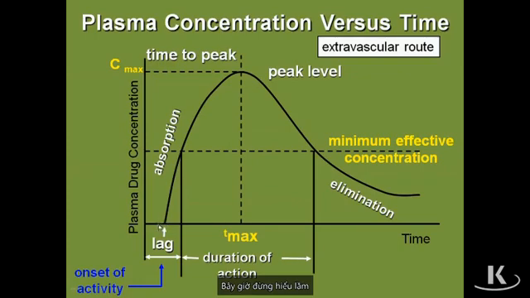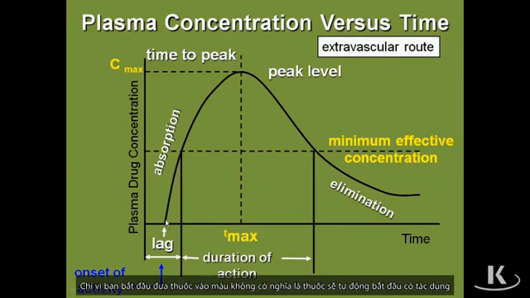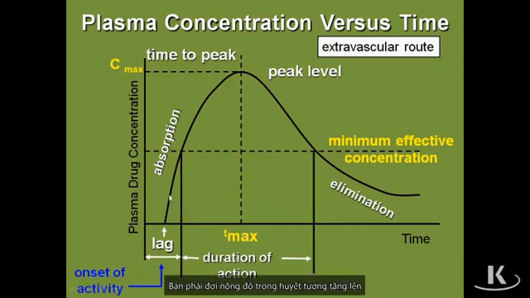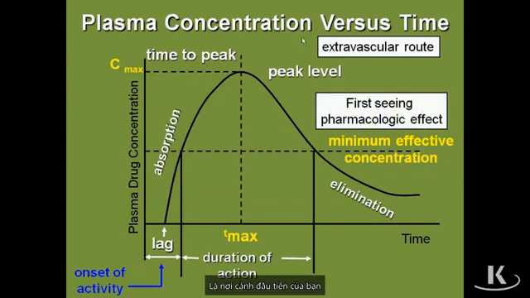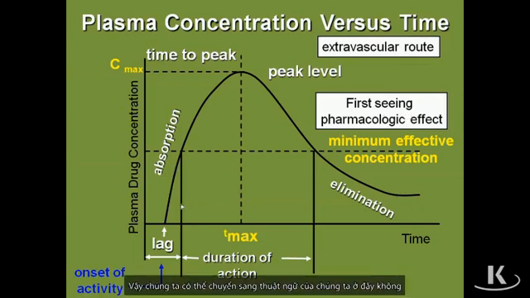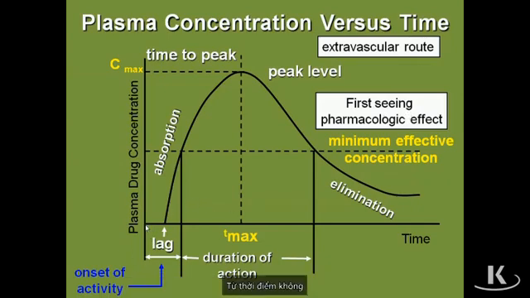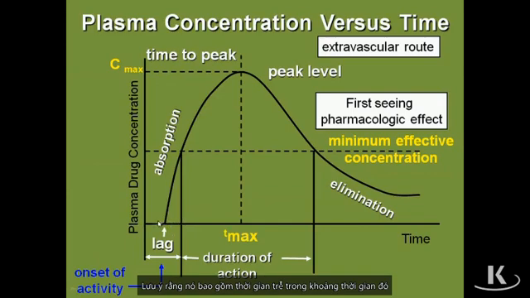Now, don't misunderstand. Just because you start to get drug into the blood does not mean that the drug automatically starts to work. You have to wait for the plasma levels to rise in the blood until you reach a very important point called the minimum effective concentration, or the MEC. The minimum effective concentration is where you're first seeing the pharmacologic effect of the drug. That is when the drug is first having its actions in the body. So when we go to our terminology here, from time 0 to the MEC, that is the onset of activity. Notice that it includes the lag time in that period there.